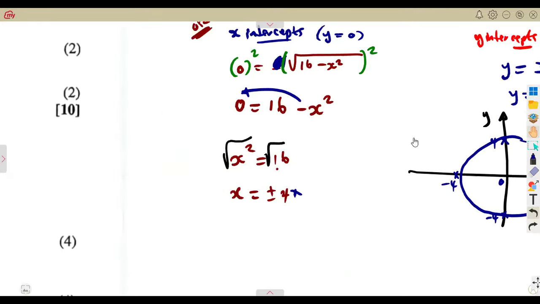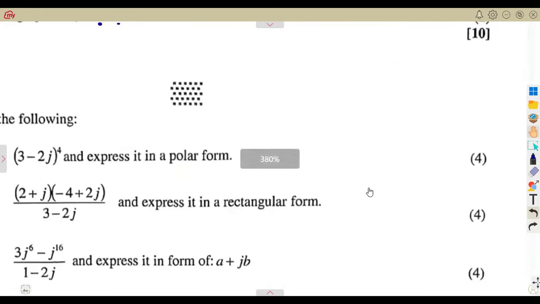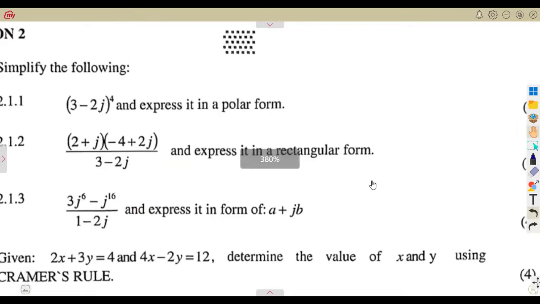So I just hope we are together on this part. Let us check another part of our question, which is question number 2.